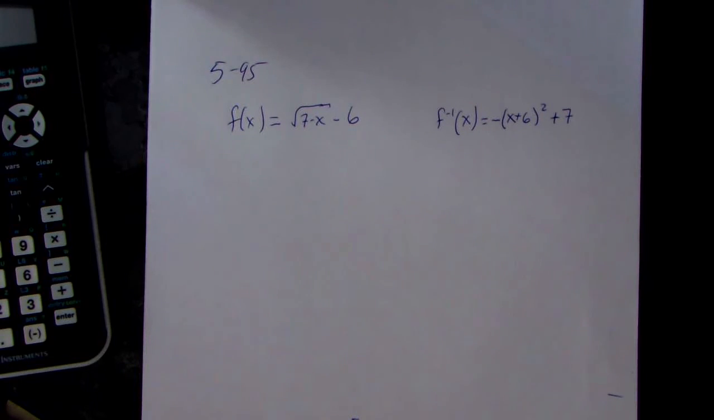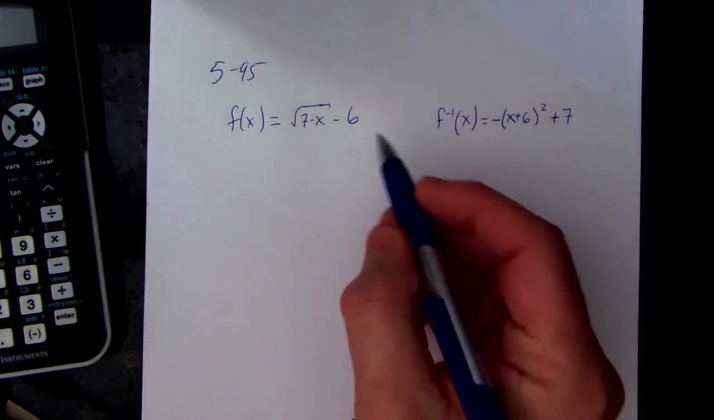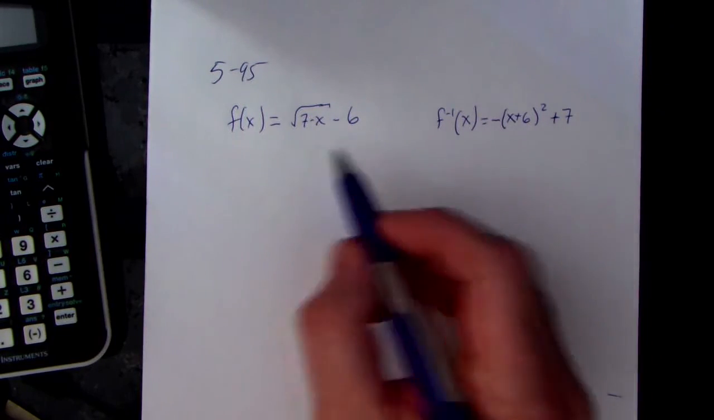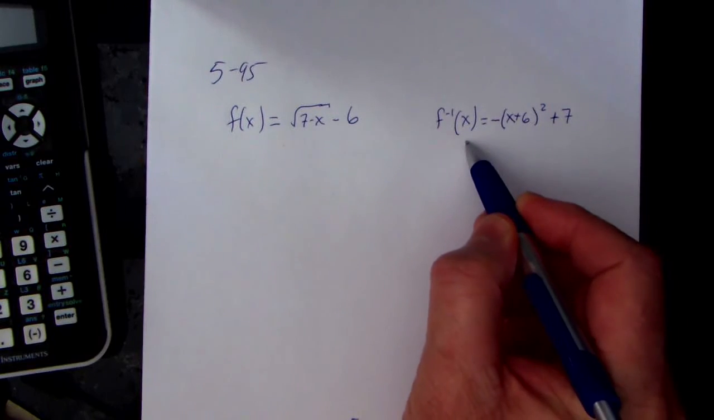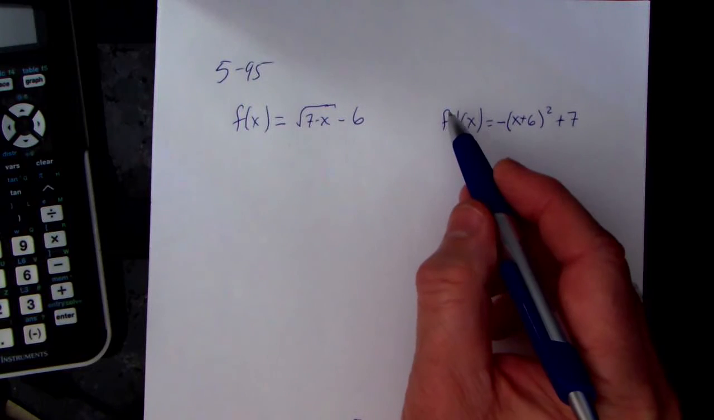So this is going to be a solution to problem 5-95. This is from our first week off. This is one of the practice problems. In 5-95, we're given a function and its inverse. Remember that the -1 symbol is the inverse symbol.